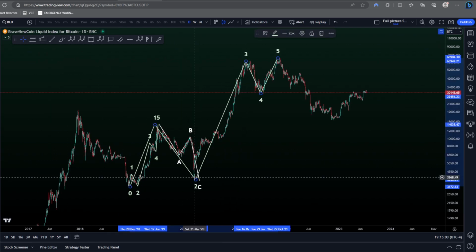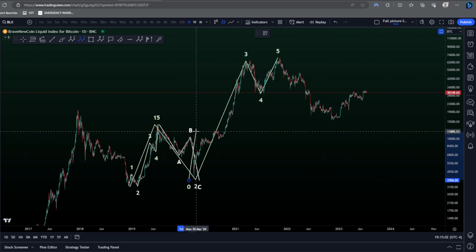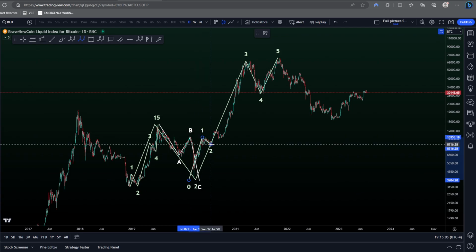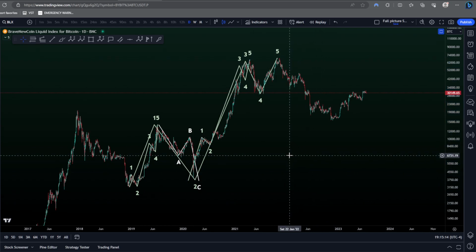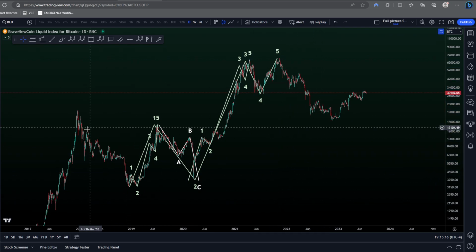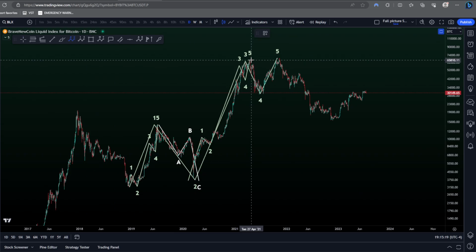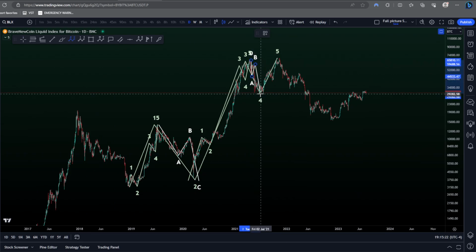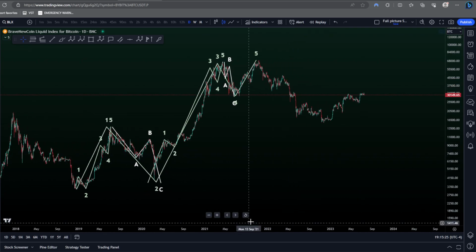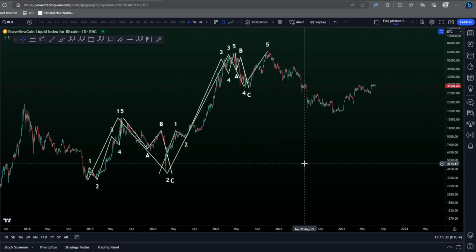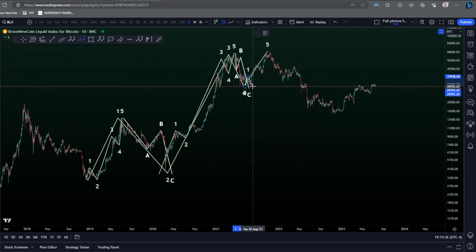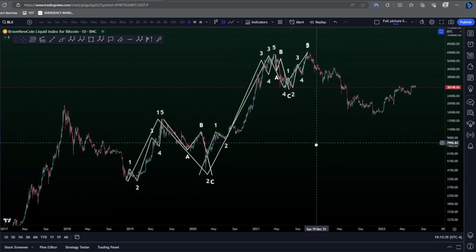Then here, I have a 1, 2, 3, 4, 5. Look at that. And then we have an A, B, C. Look at that. It's beautiful how that works, right? Lastly, we have a 1, 2, 3, 4, 5 to finish off our main structure.